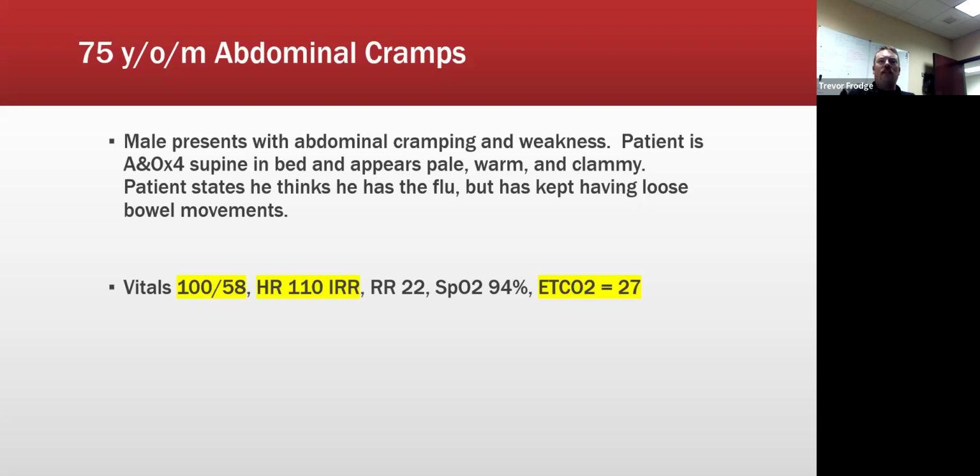So when we get vitals like this, we have to stop and consider 100/58. That's low, right? Even though it's not clinically hypotensive, on a 75-year-old male, that's low. Most adults, most geriatrics are going to run hypertensive, and they run hypertensive because of atherosclerotic disease or arteriosclerosis. So just calcification and hardening of their veins and arteries.